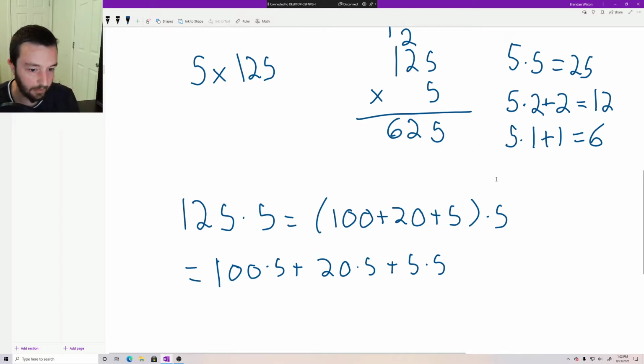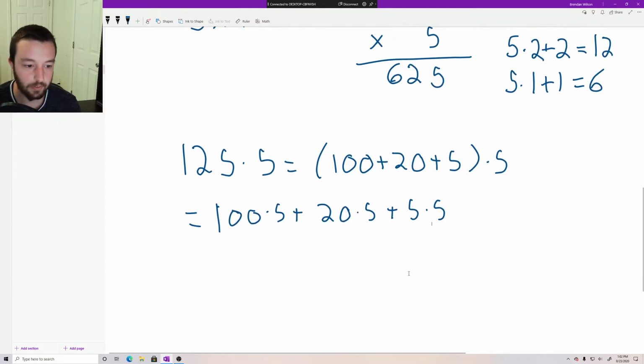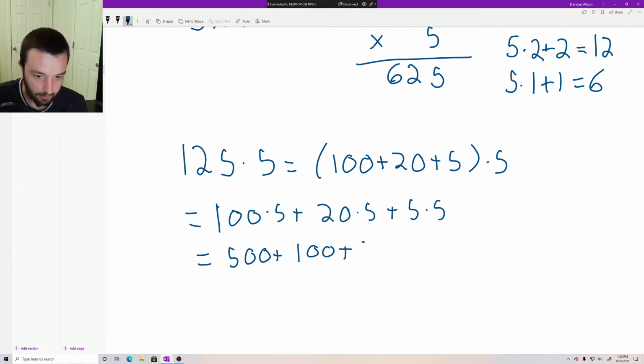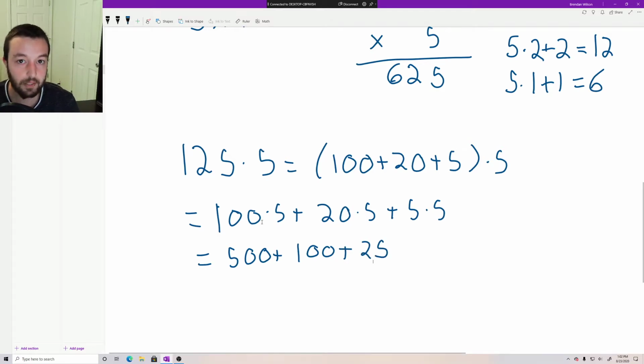So let's think about, okay, if we just had it broken down like this, now what would we do? Well, 100 times 5 is 500. 20 times 5 is 100. 5 times 5 is 25. So these ones we could all just do by repeated addition, right? We could do 100 plus 100 5 times, 20 plus 20 plus 20 plus 20 plus 20 5 times. And then this one we already did earlier. So now we have an addition problem.